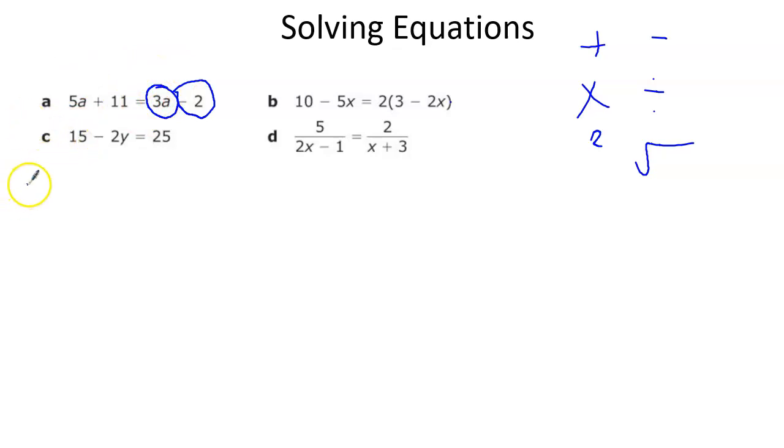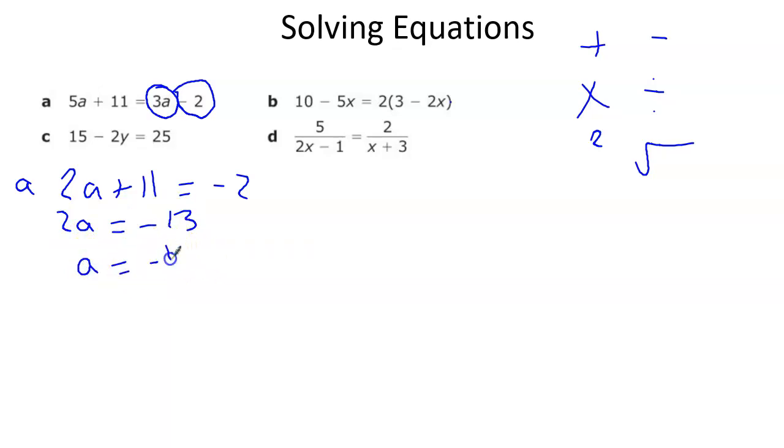Take it away. And for question A, we're going to get 5a take 3a, that's 2a, plus 11 equals minus 2. And then we can do the opposite of this, add 11, which is take 11. So 2a is minus 13. And then we can divide by 2 and get a is minus 13 over 2. Or you can write that as minus 6.5. Personally, I would say stick with the fraction. You don't need to go to decimals, but it's not a problem if you do.